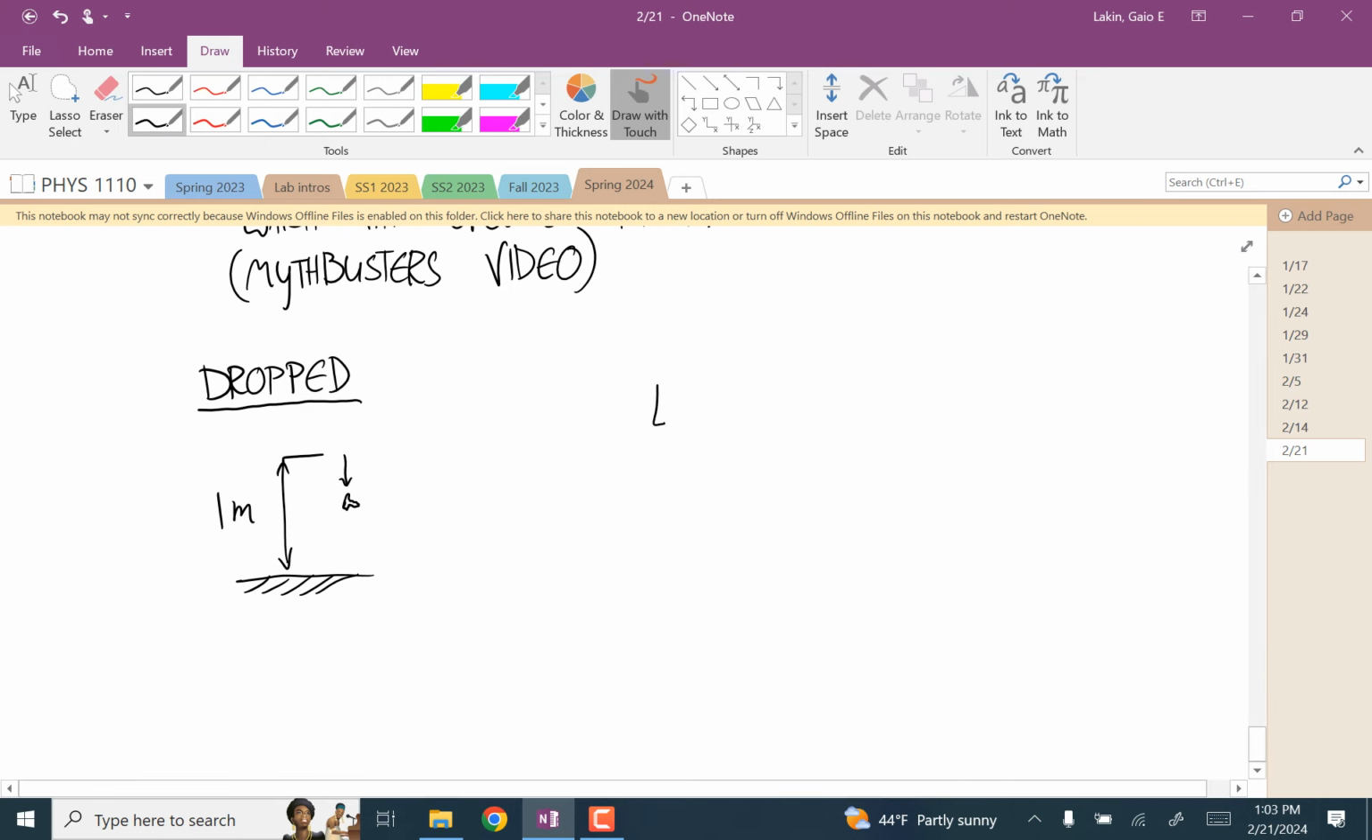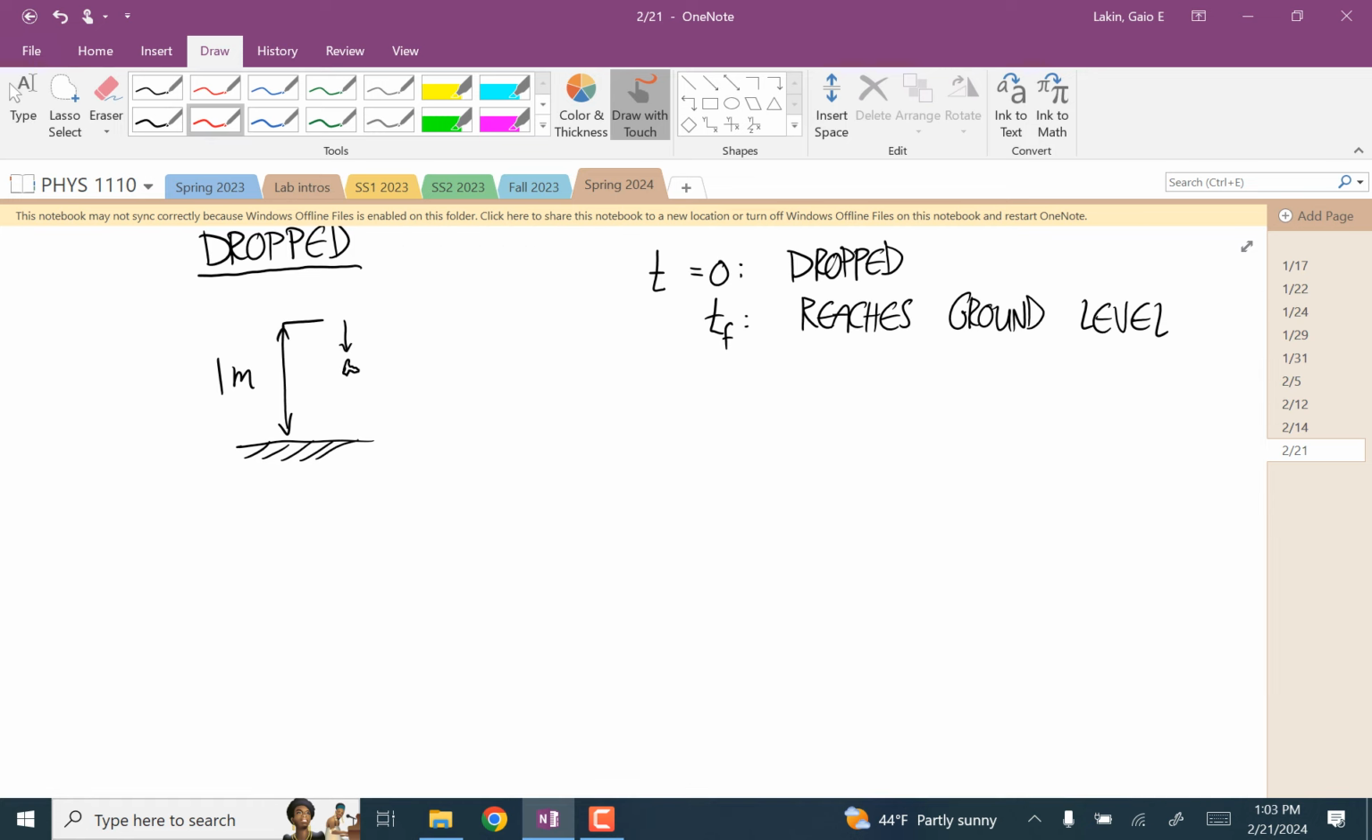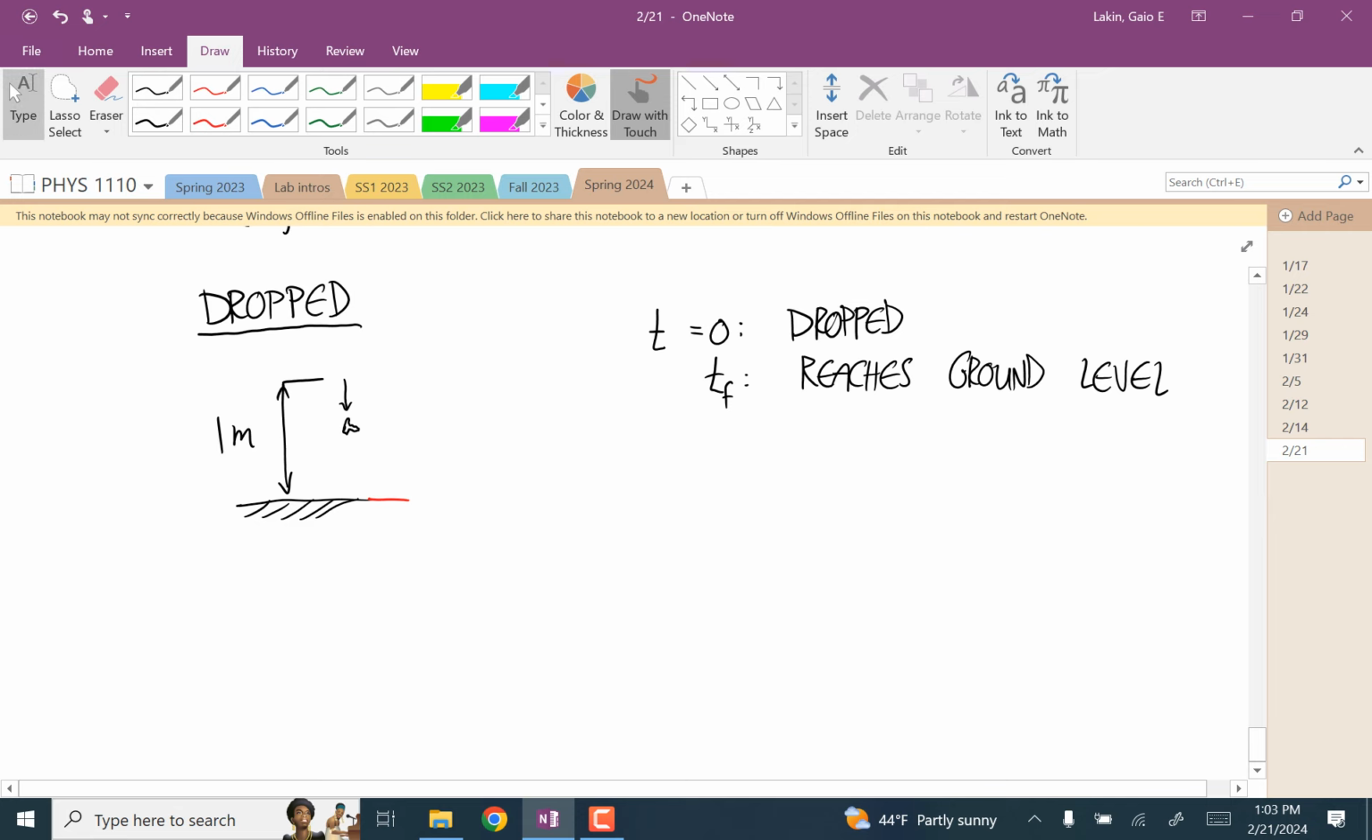I'm going to choose my time equals 0 to be the instant that it's dropped. Time final is going to be the instant that it reaches ground level. And I'm going to choose my 0 position, because this is a 1D problem, there's no plane of motion, it's just moving straight down. So I'm going to put my 0 position here and my positive direction up.